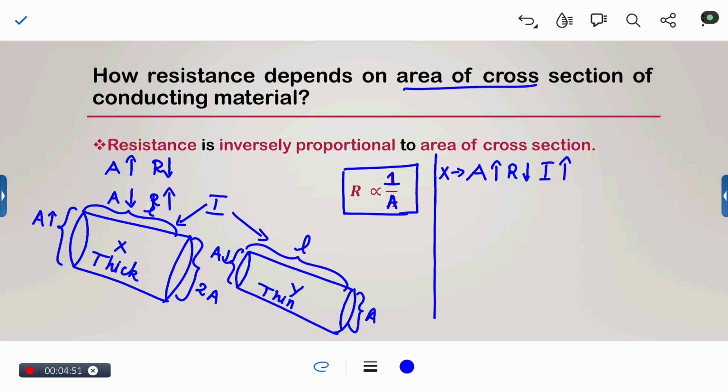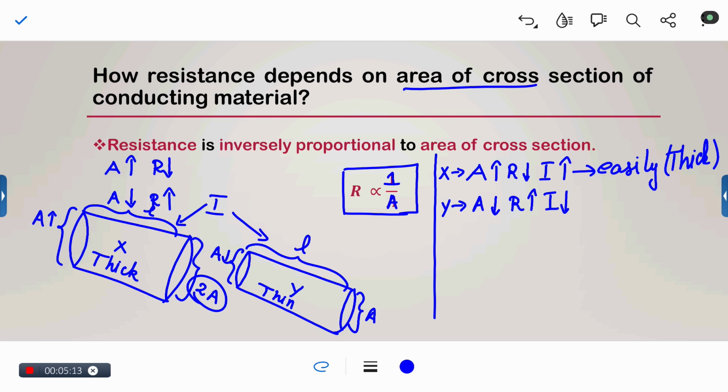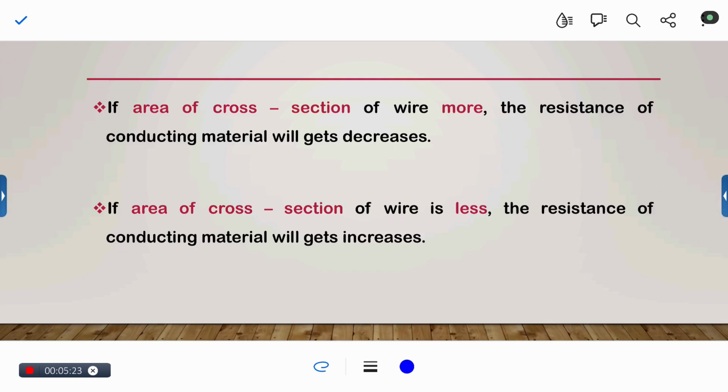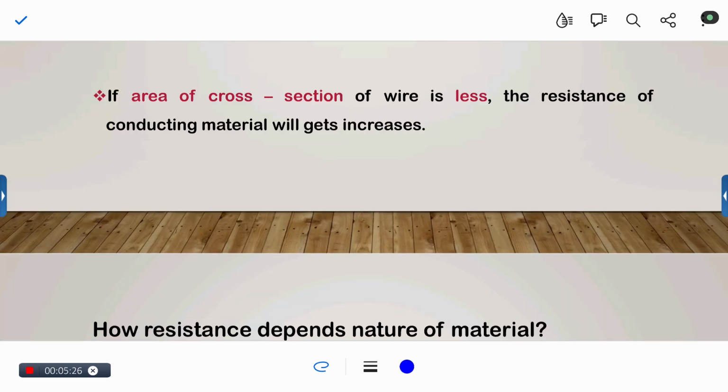Now come to the Y wire. Compared to X, the area of cross section is low. If area is low, resistance will be high. Flow of current will be decreased. That means through which wire does the current flow easily over here? X. That means a thick wire or a thin wire? Thick wire. So from this you can say, if the area of cross section of the conducting metal is high, current flow can happen easily. Next. The explanation is given over here.